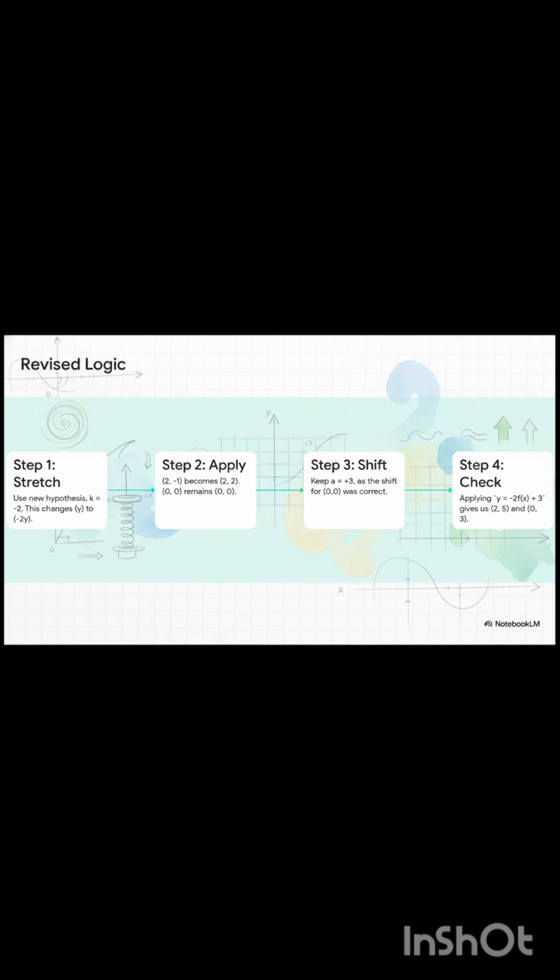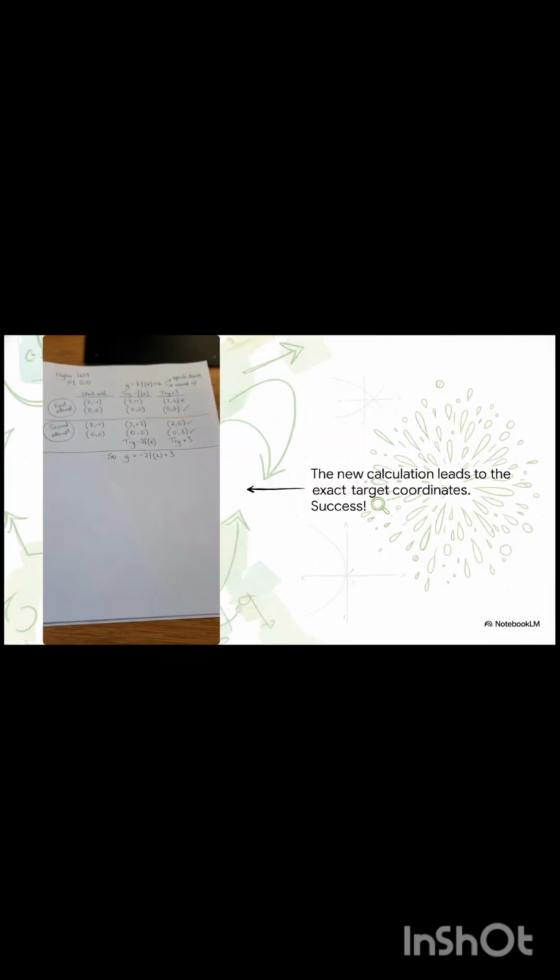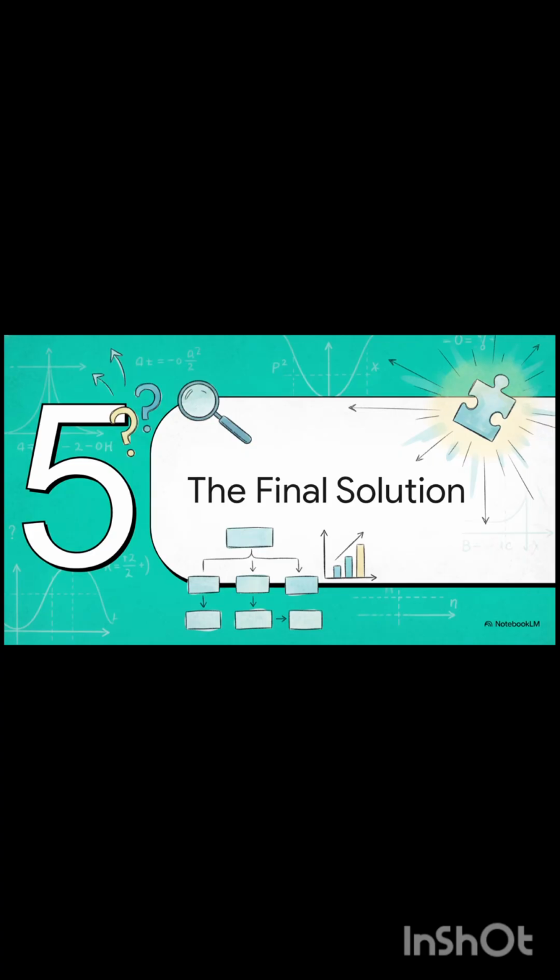And just like that, it works. Both points match perfectly. Oh, look at that. The satisfaction of that green check mark. See, by analyzing our first mistake, we were able to adjust our idea and land on the exact coordinates we were aiming for. This is pretty much perfect problem solving in action. And with that successful second attempt, we have officially arrived at the final solution to our transformation puzzle.